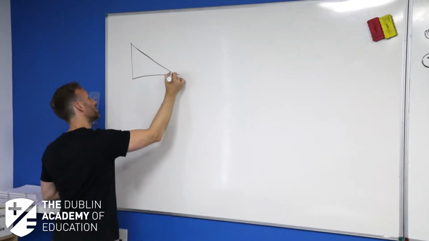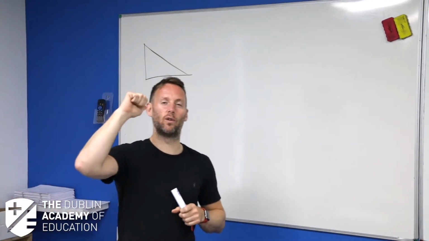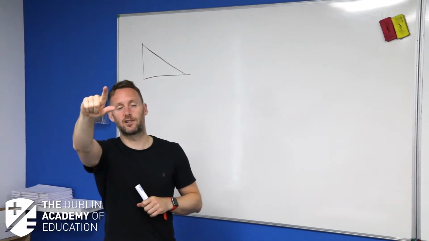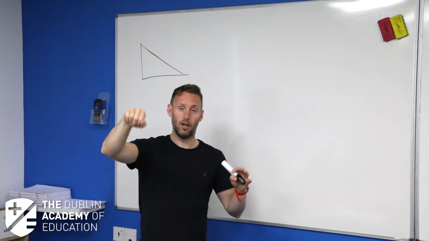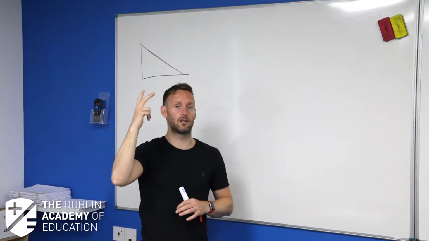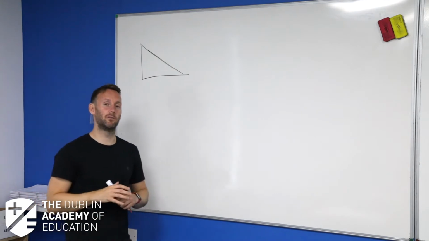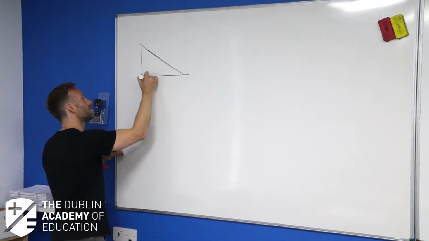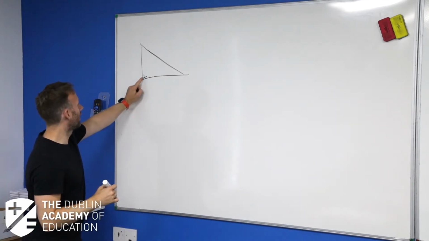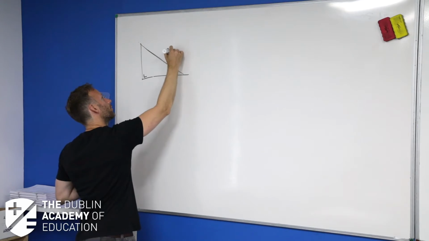So the first thing I'm going to do is talk about the right-angle triangle and the three sides. The three sides of our right-angle triangle are known as the hypotenuse, the opposite, and the adjacent. And we need to be able to determine which is which. The hypotenuse is always opposite the right angle. So there's the right angle there. The hypotenuse is always the longest side. So we have the hypotenuse there.